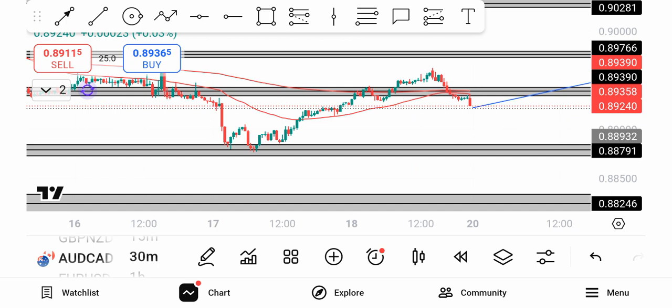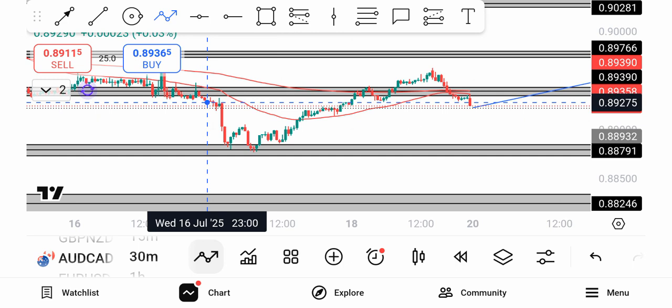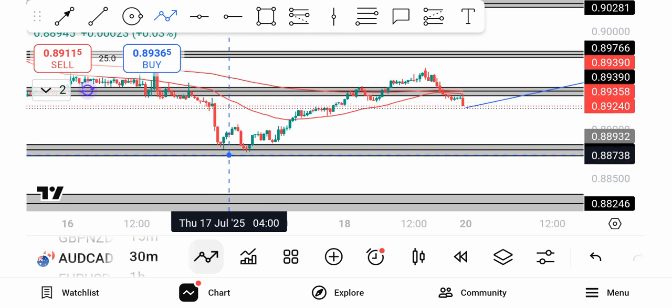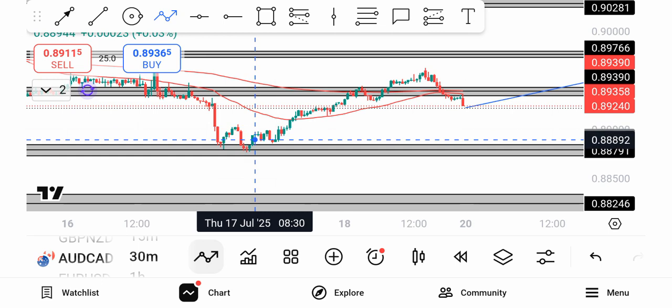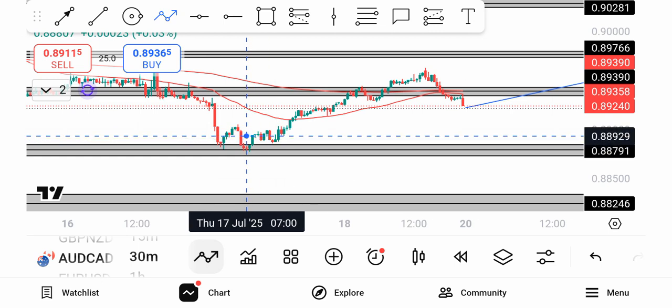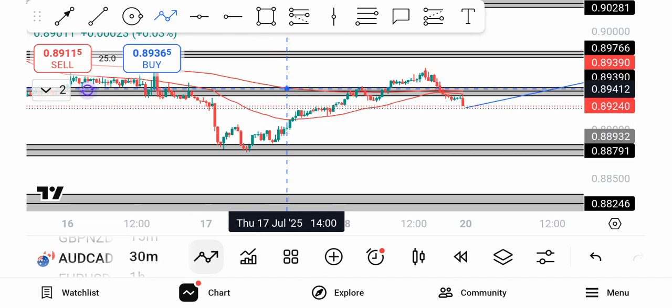So what I did is I waited for price to come here. Price came all the way down here, and then I entered there at this nice Marubozu candlestick. I entered there waiting for price to move until the next zone. That's where I put my take profit.